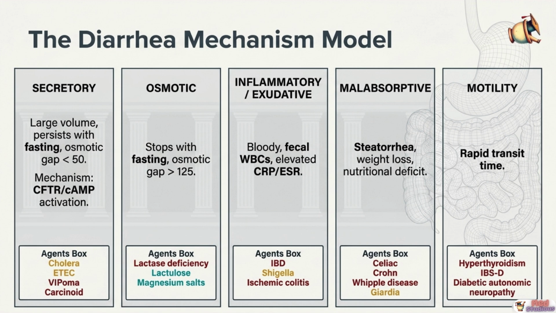Malabsorptive diarrhea presents as steatorrhea with weight loss and nutritional deficiency. Celiac disease, Crohn disease, and Whipple disease are the headliners. And motility-driven diarrhea results purely from rapid transit time, seen in hyperthyroidism, diabetic autonomic neuropathy, and diarrhea-predominant irritable bowel syndrome.